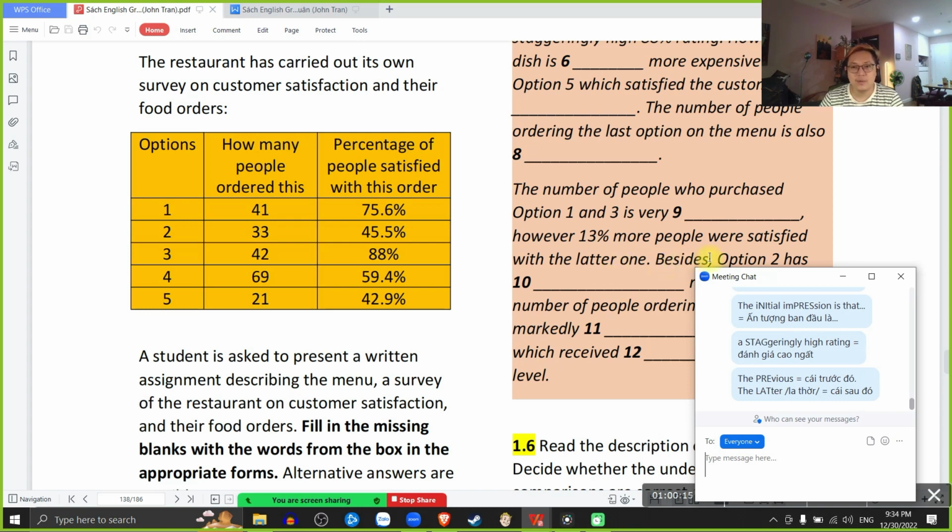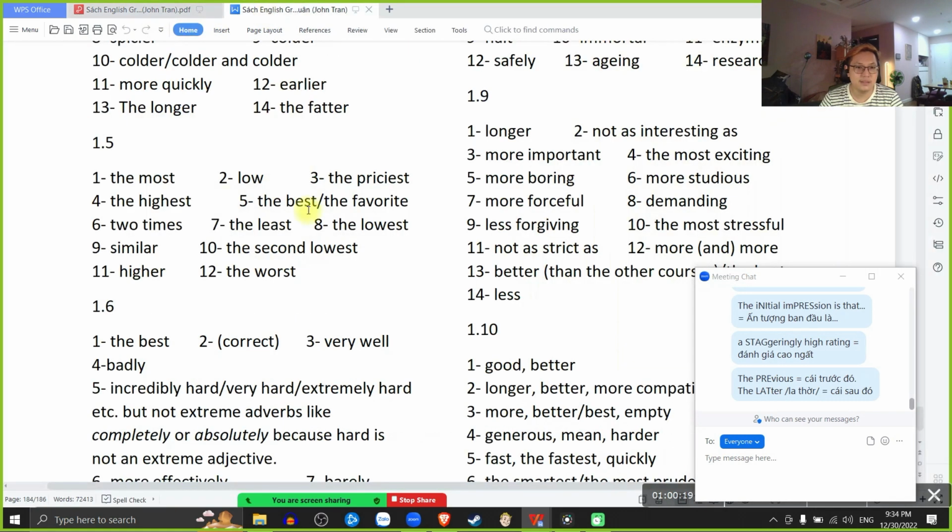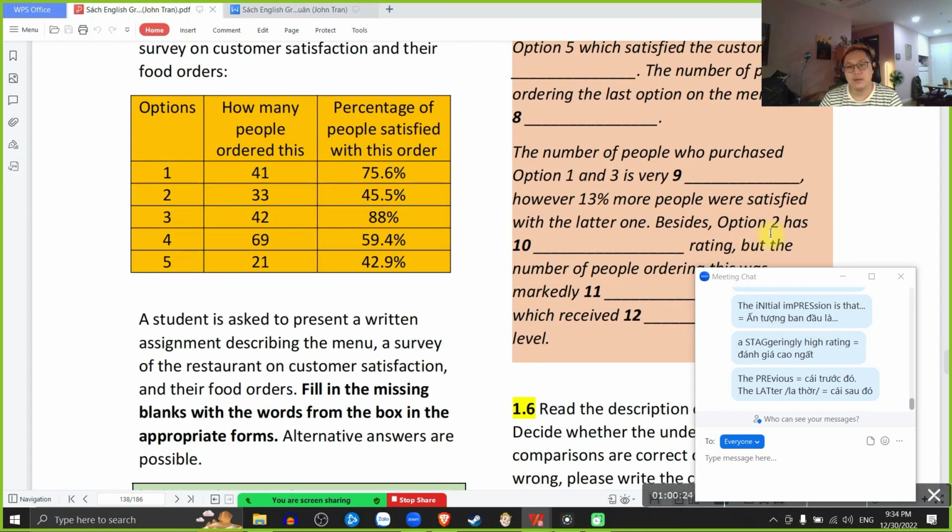Okay. Besides, ngoài ra bên cạnh đó thì sao? Option 2 has the second lowest rating. Ngoài ra option 2 nó lại có cái đánh giá mà thấp thứ nhì, tức là hạng bét nhì á. See, it's 45.5 is a bit better than this one. Số này nó vẫn hơi tốt hơn chút xíu so với số 5 này. Option 5 này.